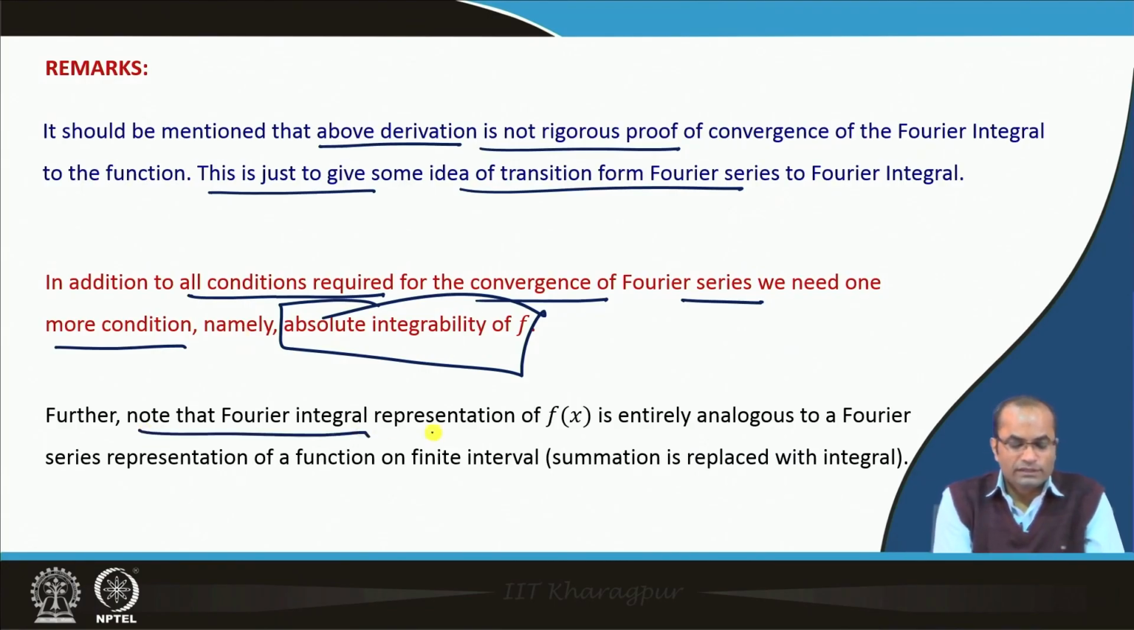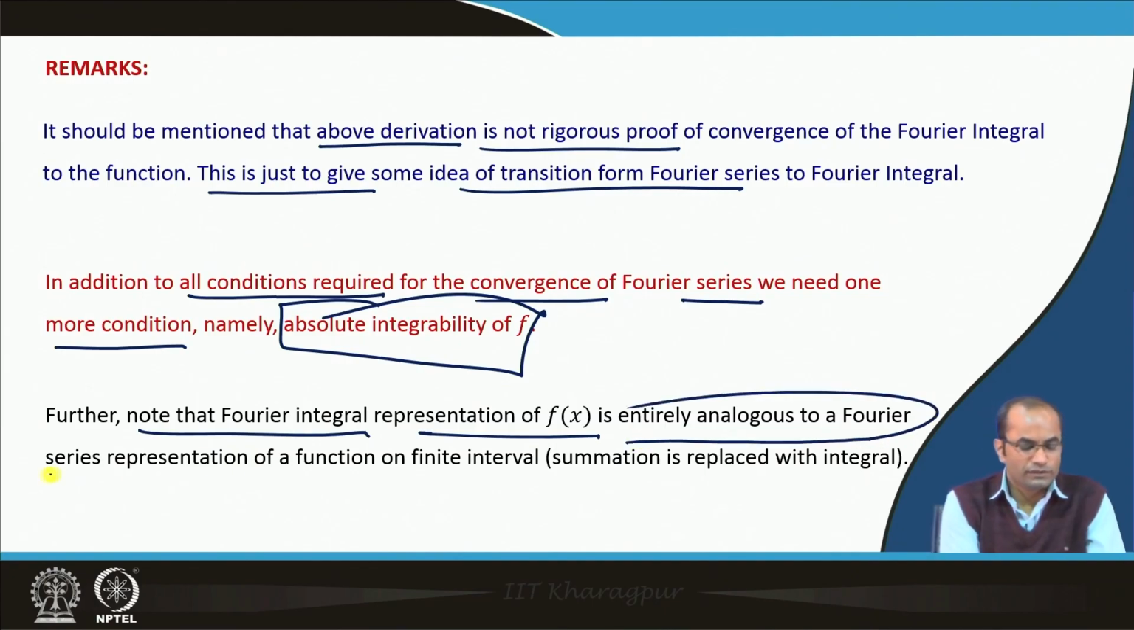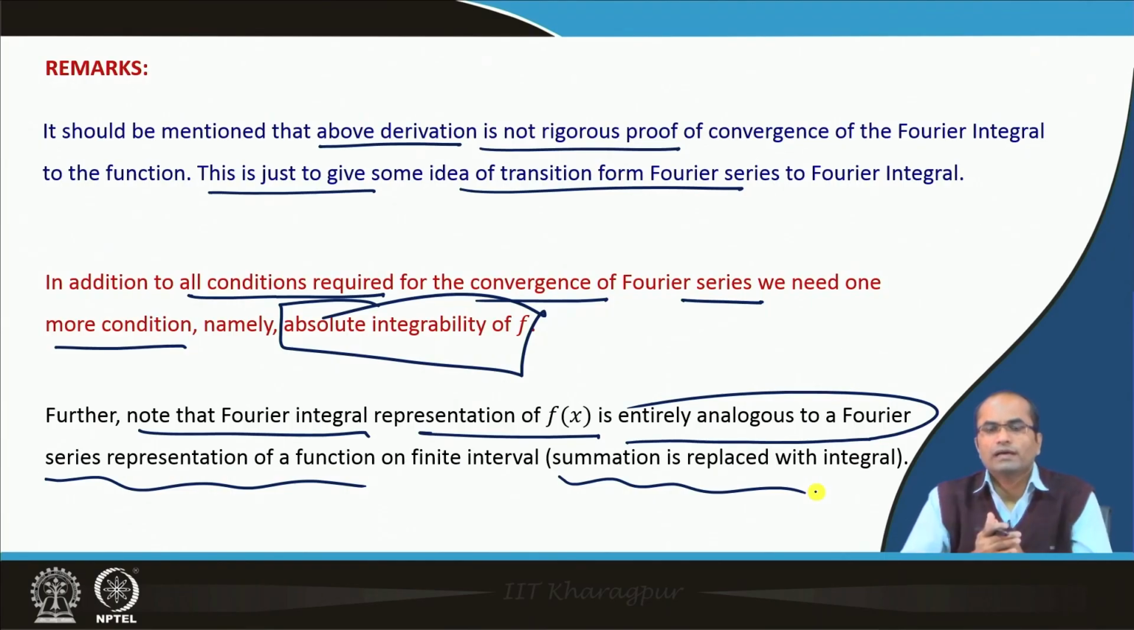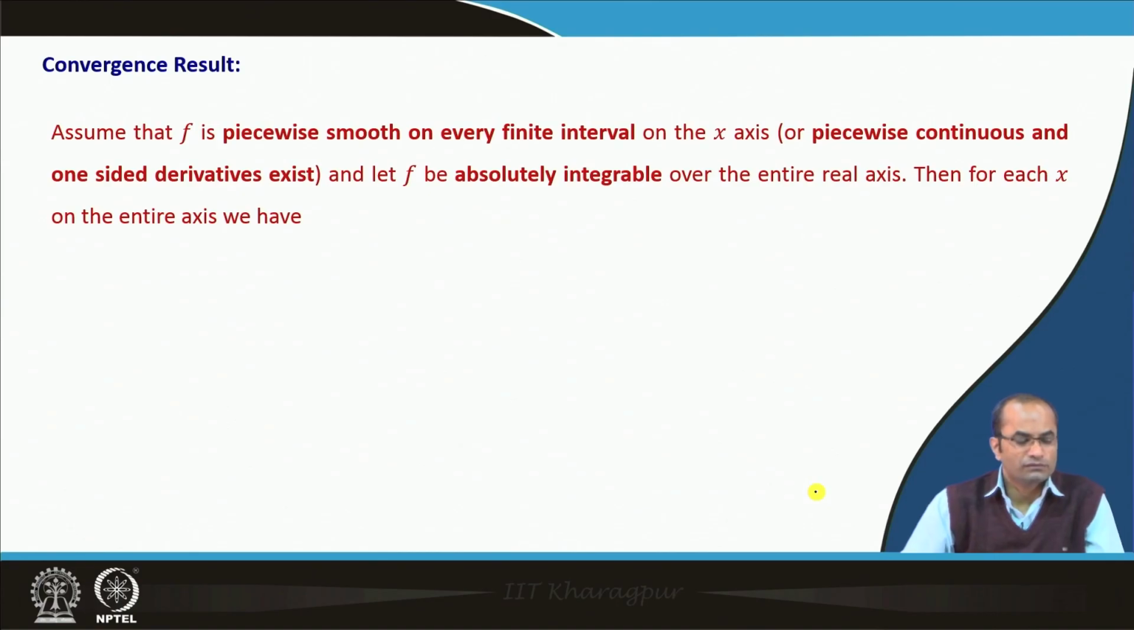And note that this Fourier integral representation of f(x) is entirely analogous to the Fourier series representation of a function which was defined on a finite interval, and now we are talking about an infinite interval. There the summation is replaced by the integral, otherwise the structure of the integral representation is analogous to what we have for the Fourier series representation.